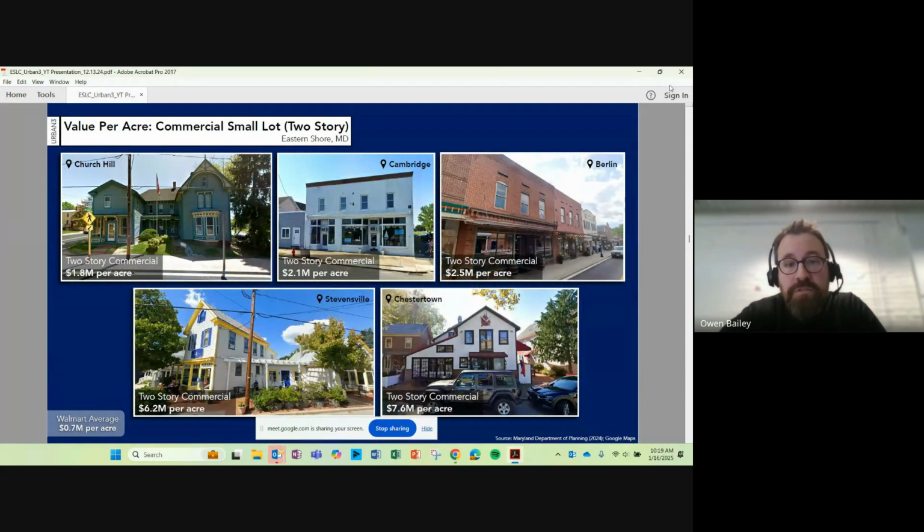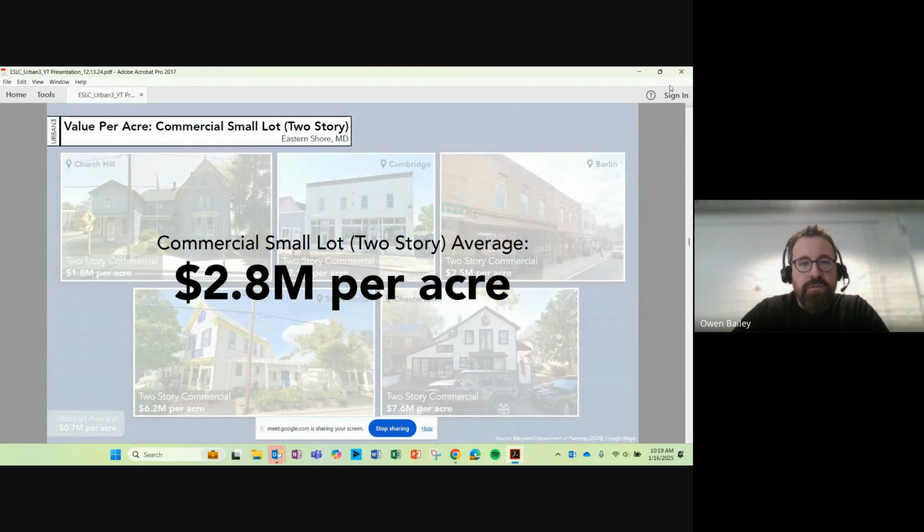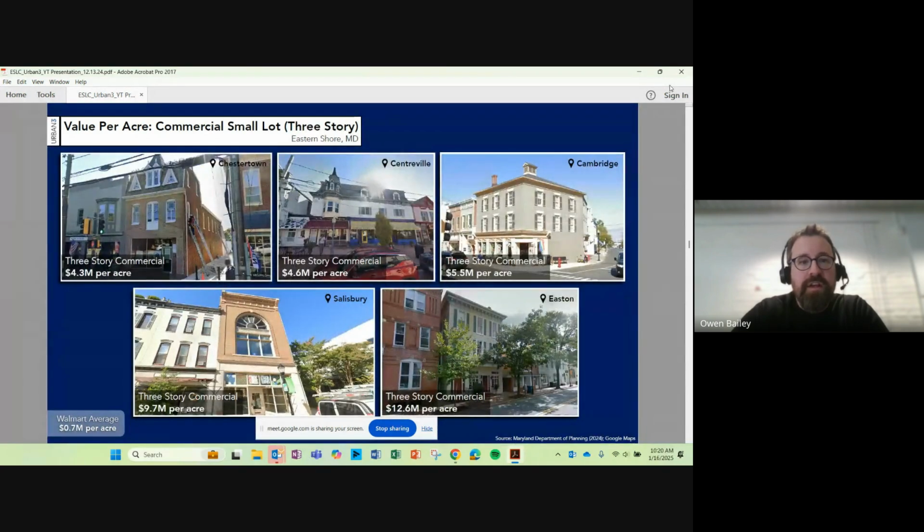Now, when you go downtown to mixed-use commercial, you see those numbers creep back up again. This is the density question answer. $2.1 million in Cambridge, $6.2 million in Stevensville. That Stevensville property is one of the highest productive properties on Kent Island. $6.7 million in Chestertown. Almost $3 million on average throughout the Eastern Shore. And when you can stack your uses, when you have commercial on the first floor and multiple stories of residential, that's when you really get that high potency, that huge return on investment.